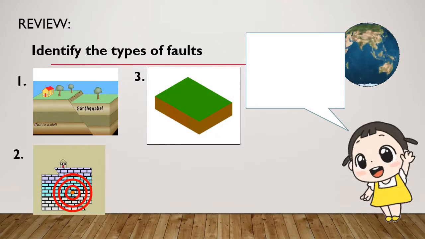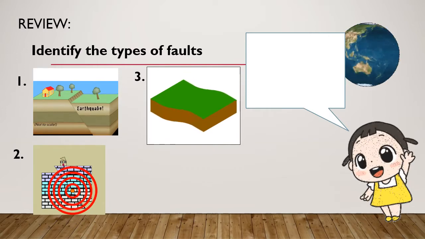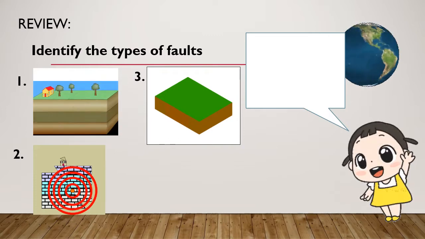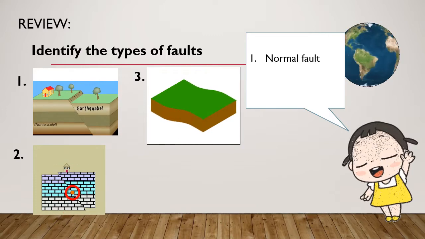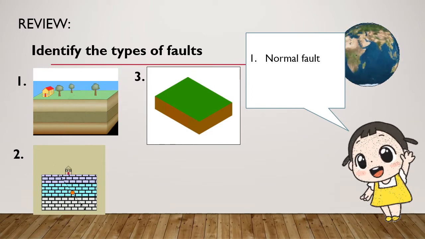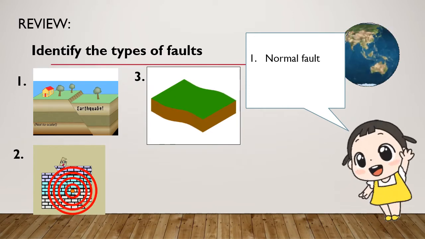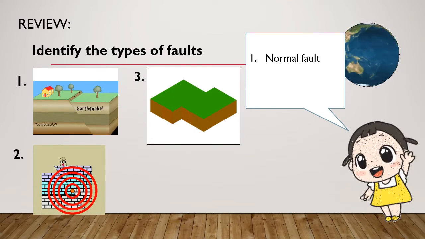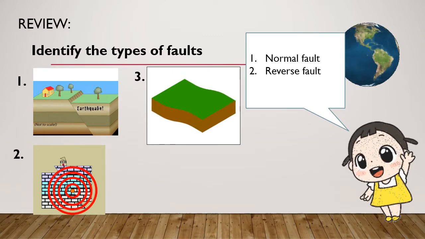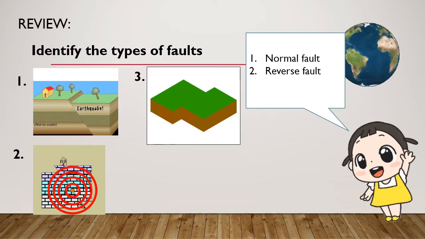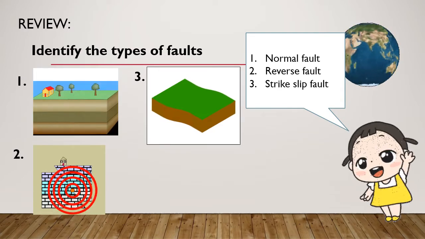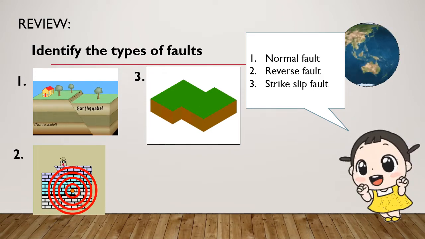Here's the next one. Let's identify the types of faults. Look at number 1. What type of fault is that? Very good. It's a normal fault. How about number 2? Good job. It's a reverse fault. How about the last one? Number 3. That is? Very good. It's a strike-slip fault. Fascinating. You still remember the things we discussed in the first lesson?